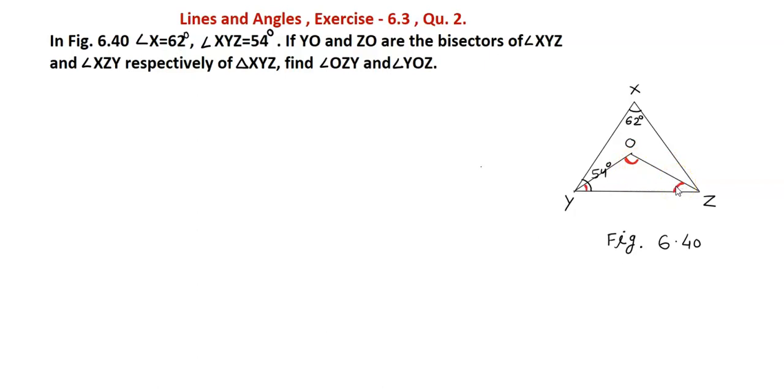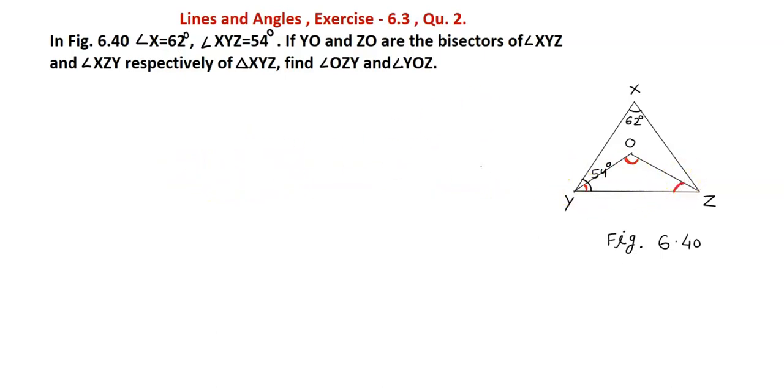So what steps can we do first here? We have a given triangle XYZ, and two angle values, 62 degrees and 54 degrees, have been given, and the third, complete angle XZY, is missing here. So first we will use the angle sum property and find angle Z.